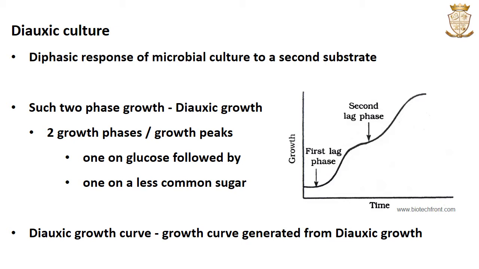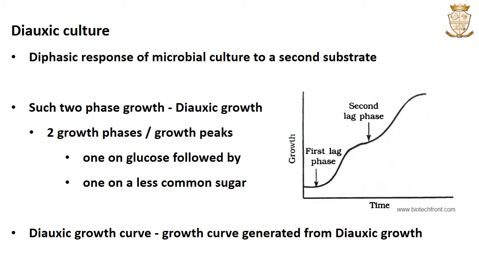So this is the second lag phase during which the bacteria are getting adapted to grow by using lactose, and once the inducible enzymes are produced, the bacteria grow through the second logarithmic phase during which they are growing by using the second less common sugar or the second substrate, that is lactose. Such a two-phase growth is known as a diauxic culture.